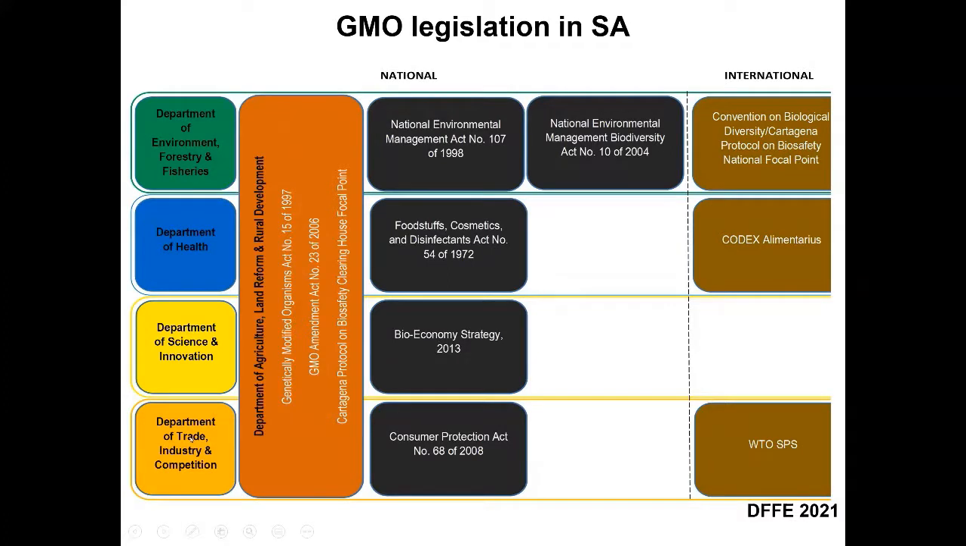And then obviously in the Department of Trade and Industry, we've got the Consumer Protection Act. This is where now if you've got any complaints and so on regarding GMOs or their trade in the country, that department will manage that. And then I spoke about the international ones. So this is where we fit with the CBD and the Codex with the Department of Health, and then the World Trade Organization there and the others on the Department of Trade and Industry.